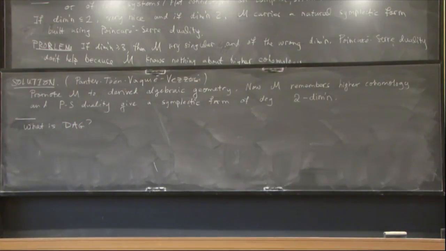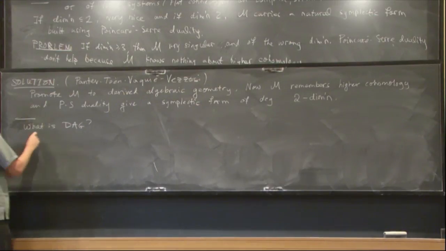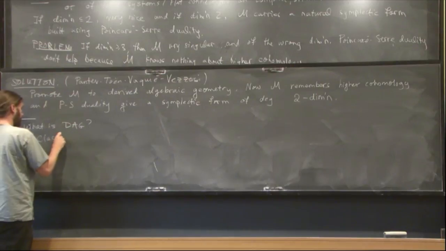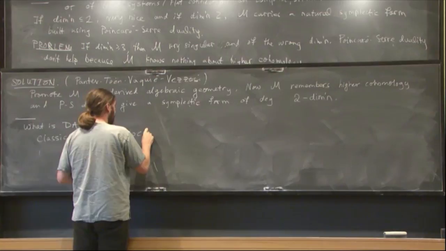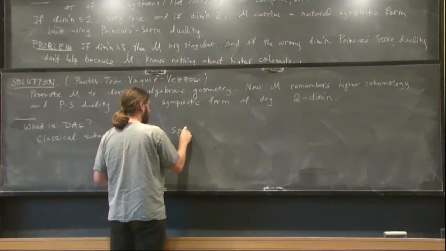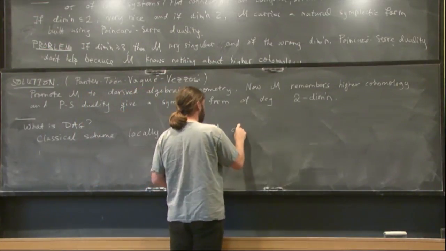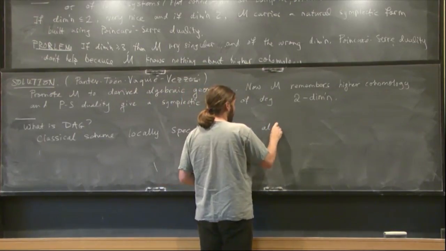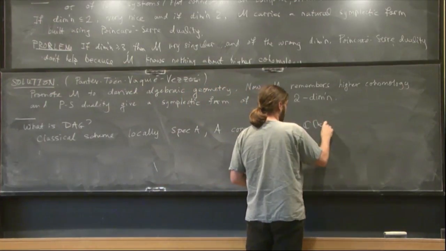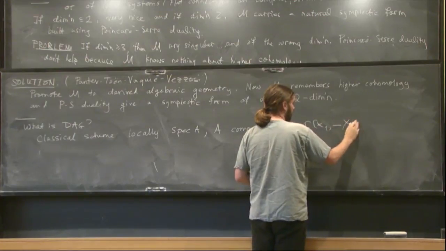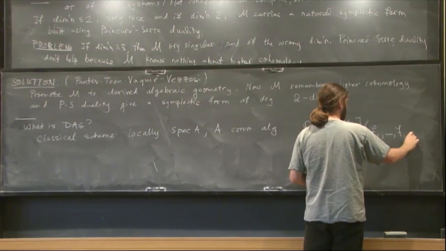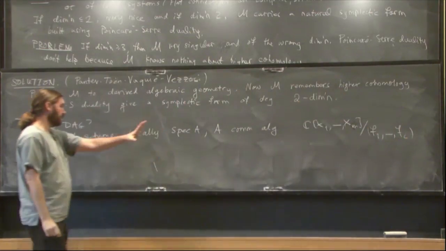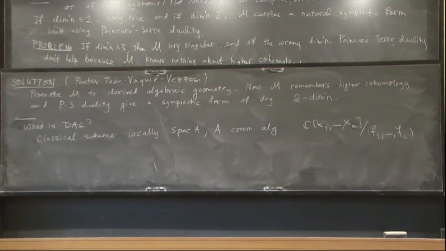Okay, so in classical algebraic geometry, your functions form a commutative algebra. So a classical scheme or variety locally looks like Spec A, where A is a commutative algebra. So you just think, I have a polynomial ring modulo finitely many polynomials. And locally, these are functions on my variety, which I can embed into affine space.